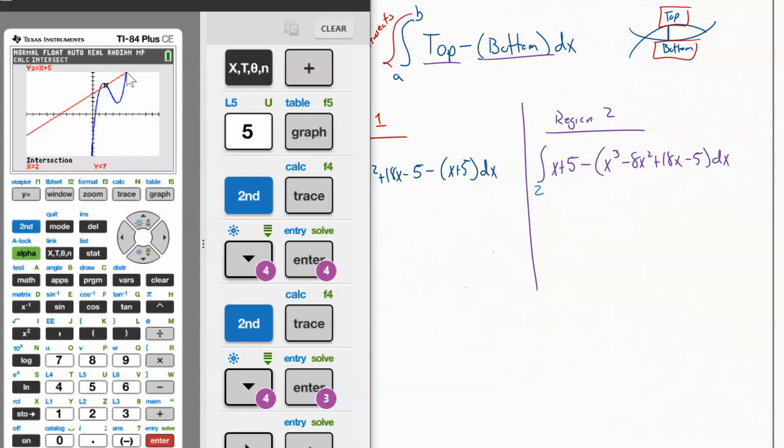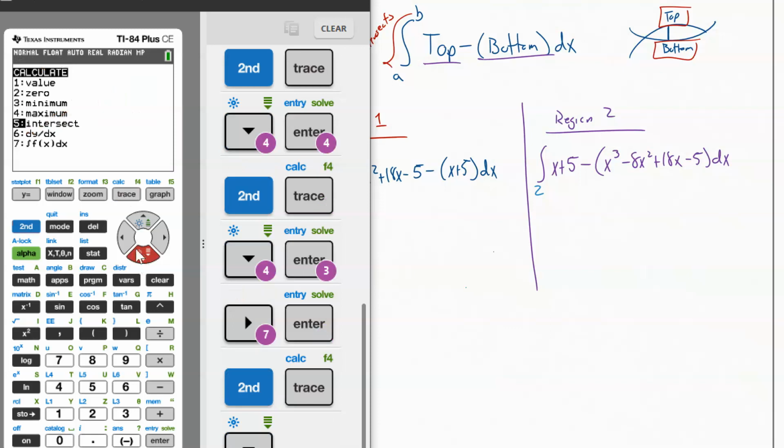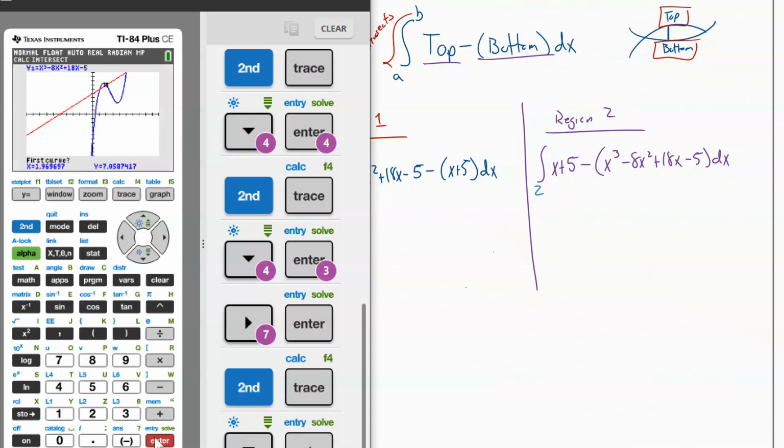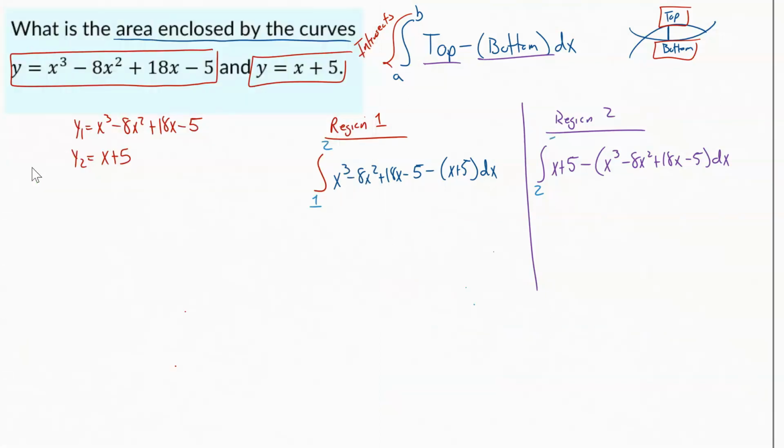Then we need to go find our third and final intersect. So again, we start the process. We hit second, calc, choose that number 5 option, which is intersect. Then from there, first curve, yep, hit enter. Second curve, yep, hit enter. And then the guess, this time we're just going to scroll up to the right so we're close to that far intersect there. And we hit enter a third and final time. It says the word intersection and shows us our x value for that intersection at the bottom. So the upper bound on region 2 is going to be x equals 5.